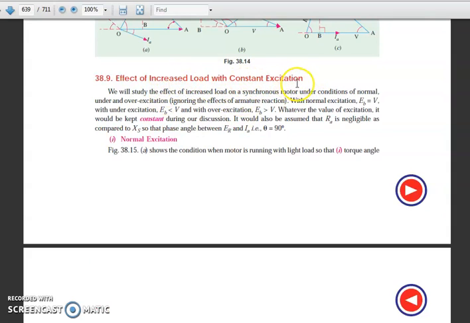If we have constant excitation and the load is increased, what will happen in the synchronous motor? We will see in detail. For this session, we will study the effect of increased load on a synchronous motor under the conditions of normal excitation, under excitation and over excitation.